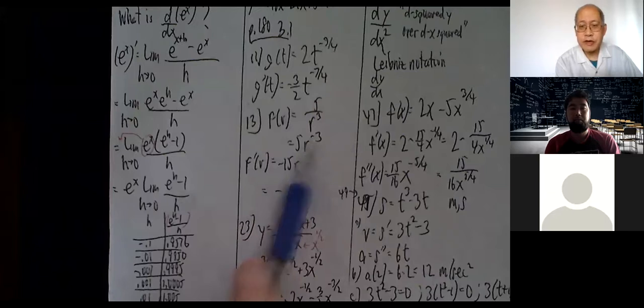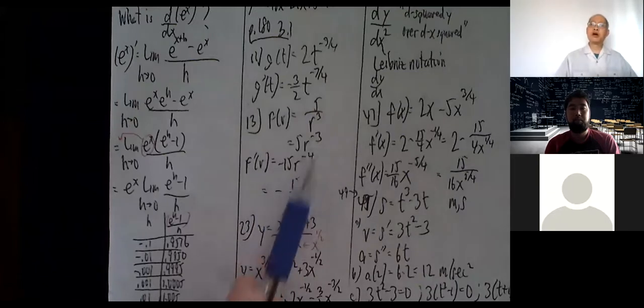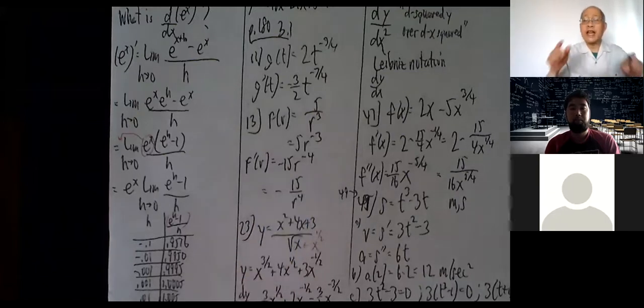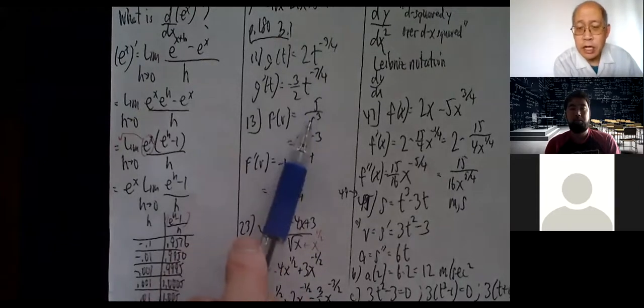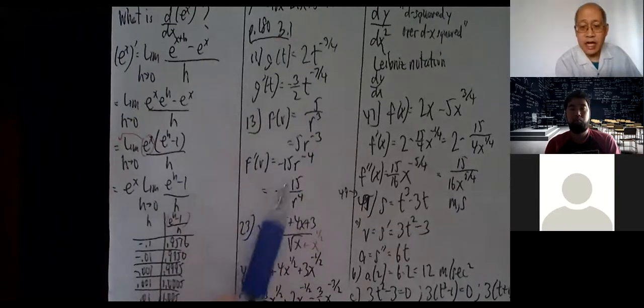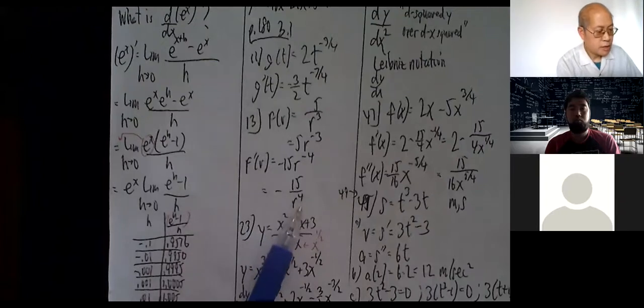All right, then negative 3 times 5 is negative 15. R to the negative 3 minus 1 is negative 4. And in this instance, since I did not start off with a negative exponent, you should give the answer as negative 15 over r to the 4th. See that? Okay, so that's what you're supposed to do for problems like this.